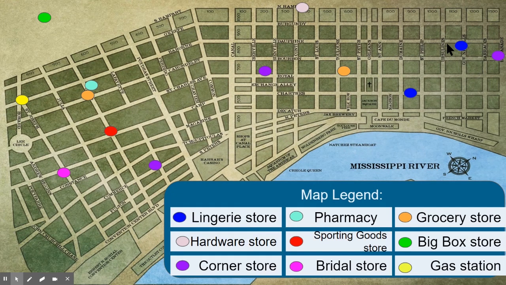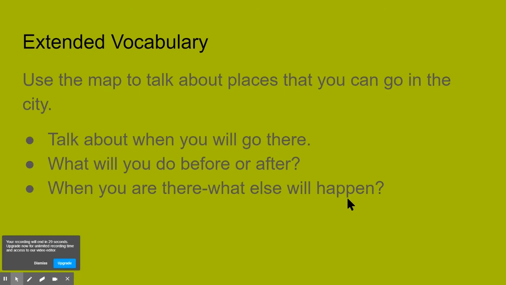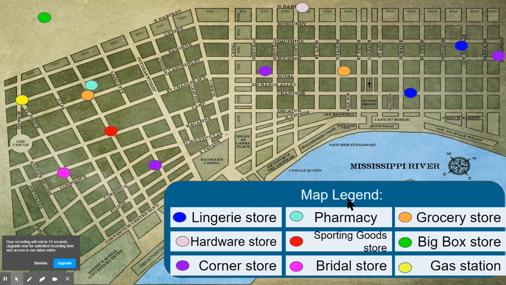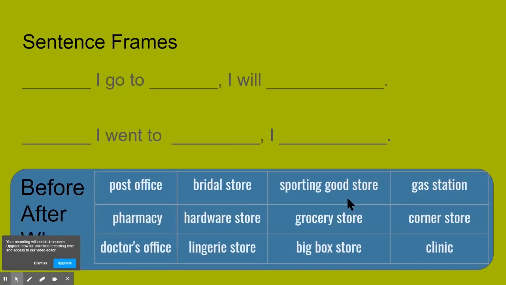Okay. So, and then we have another activity for you to do here. Here is a map of the French Quarter, and we just put in some mostly fake locations here, and they correspond by color to your map legend. And use those along with these questions: What places can you go to? When will you go there? What will you do before or after? When you are there, what else will happen, right? So this is just to provide you with a visual to help you develop your conversation with your classmates and your teacher, right? And again, we have some sentence frames.